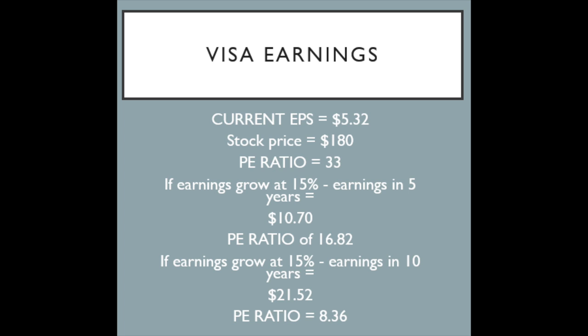If growth continues at 15% over the following 5 years, then earnings will reach 21.52 and the price earnings ratio will be just 8.36. That's extremely unlikely to see such a low price earnings ratio. Therefore, the stock will simply follow earnings growth at the valuation that the market decides is good for growth stocks. In this case, price earnings ratio of 33. And if Visa continues to grow at 15%, the return to shareholders will also be 15%.